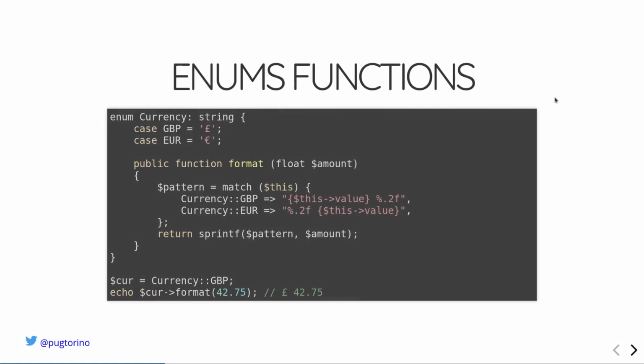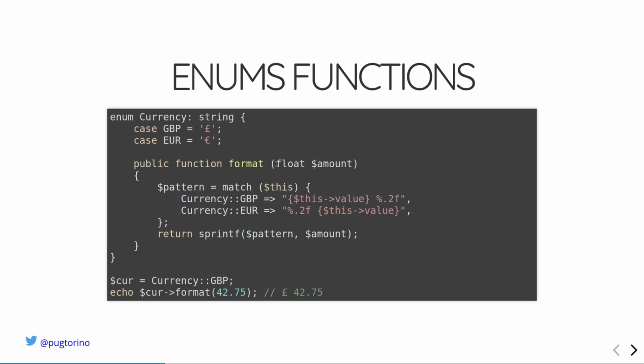Another very nice feature of enums is the possibility to add a function in the specification. For instance, in this example, we are adding the format function in the currency implementation, in the currency enum. As you can see, this is like specifying a function in a class, basically.